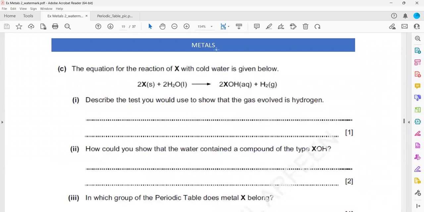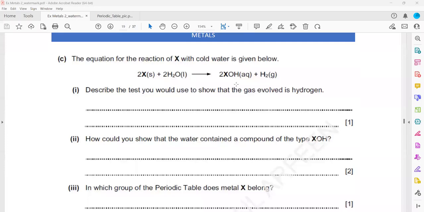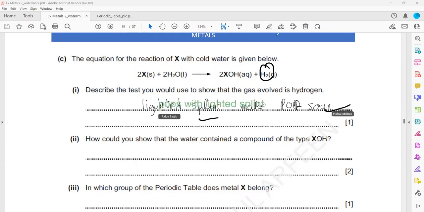The next one, the equation for X with the cold water is shown. When metal X is reacting with the cold water, describe a test you use to identify the gas. We want to test for hydrogen. So hydrogen: lighted splint, and it will pop.